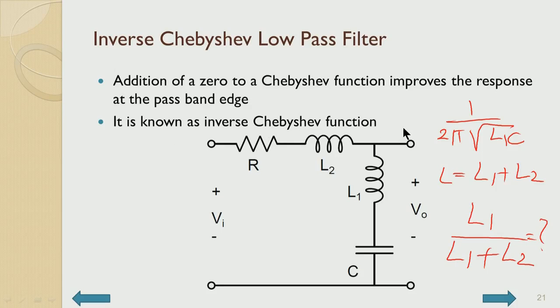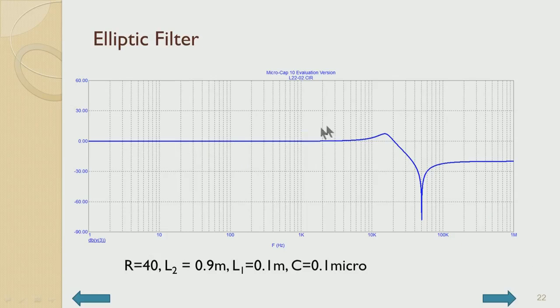If it is maximally flat, by suitably selecting the value of Q you can make it maximally flat, and there is a 0 at this point, then it is called an inverse Chebyshev filter. So, this is the elliptic filter that has been designed. If this Q is chosen such that it is maximally flat, then it becomes an inverse Chebyshev filter.